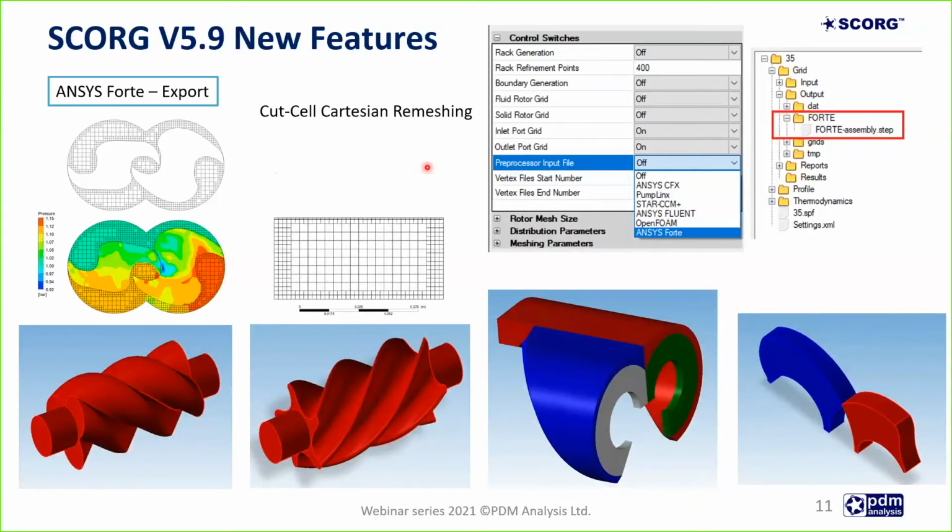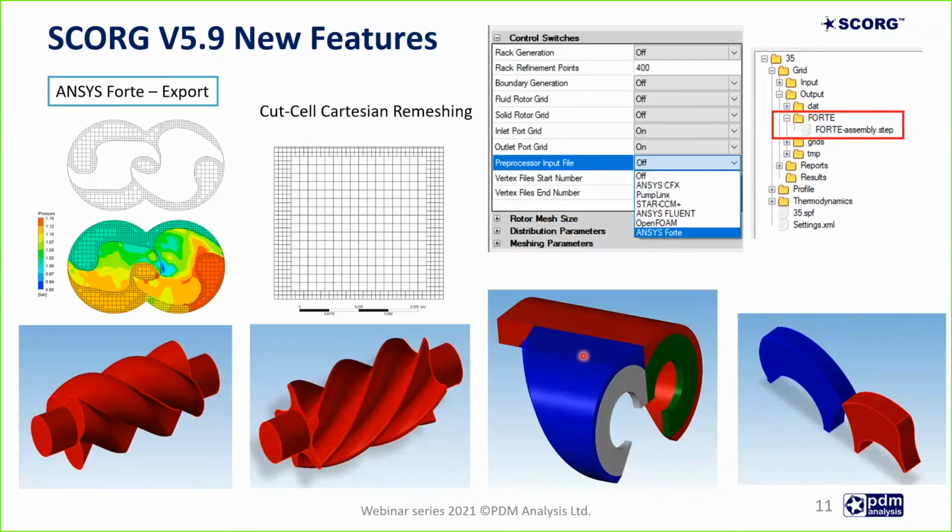But what can be useful for the user is to get the CAD data from SCORG. And in this respect, you can get the main rotor profile and its CAD, the gate rotor profile and its CAD, the theoretical ports for the suction and the discharge. On the discharge side, you can get the axial port. On the suction side, you can get axial as well as radial port.